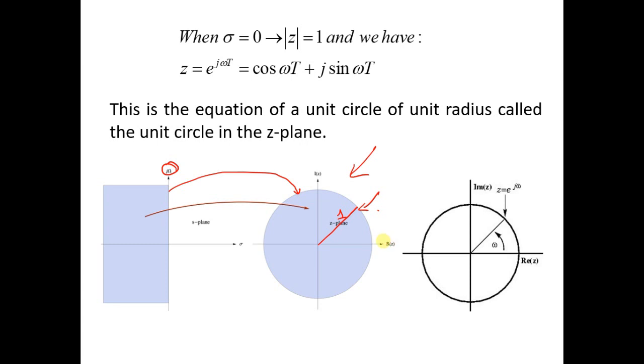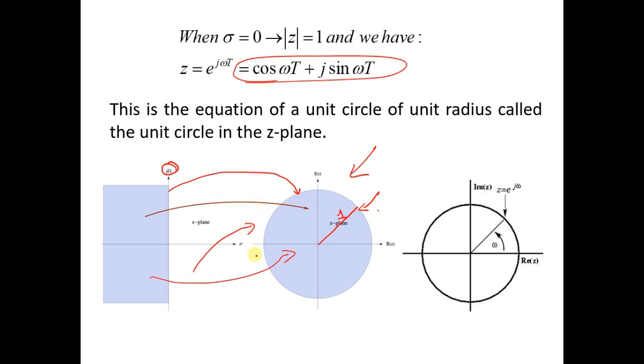Now when sigma is less than 0, we will be within the unit circle. When sigma is greater than 0, we will be outside the unit circle. Okay, e to the power j omega T: somewhere I said sin omega T plus j cos omega T, but it is the other way around, cos omega T plus j sin omega T. So please correct it in your notes.